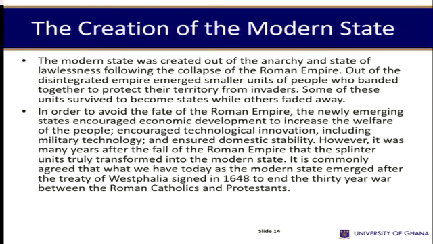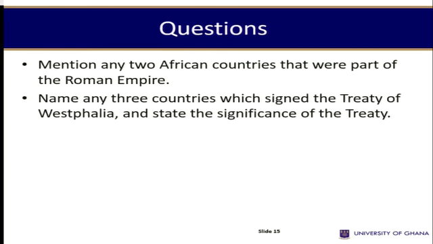However, it was many years after the fall of the Roman Empire that the splinter units truly transformed into the modern state. It is commonly agreed that the modern state emerged after the signing of the Treaty of Westphalia in 1648, which ended the 30-year war between the Roman Catholics and the Protestants in Europe.